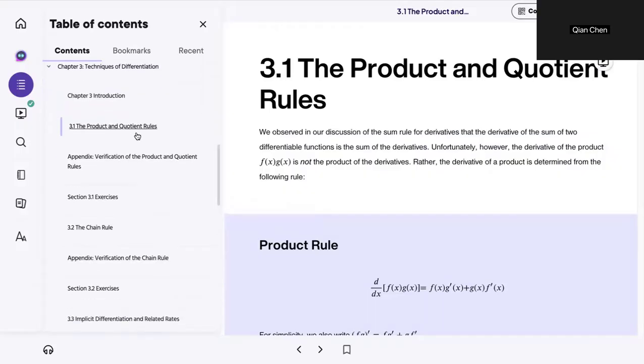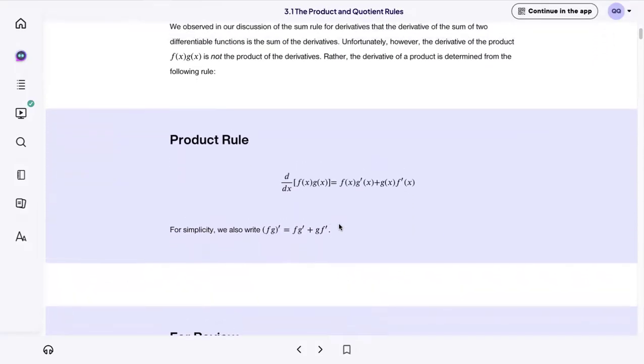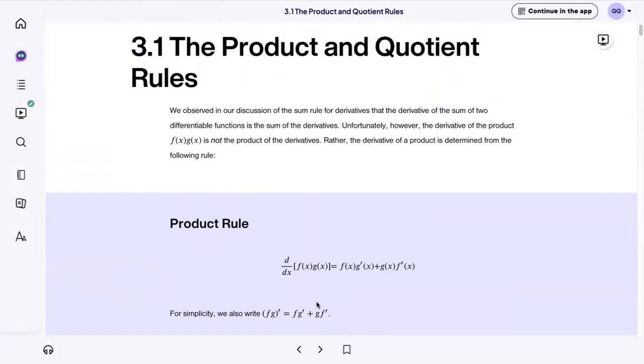So product rule, quotient rule, but I'm going to focus on the product rule because once you know the product rule, you don't really need to remember the formula of the quotient rule. Okay, so let's see the product rule. The product rule starts with a product of two functions. So I have one function multiplied by another function.